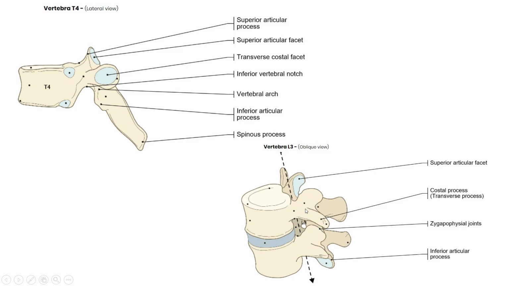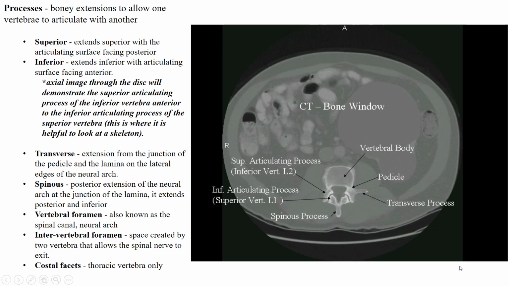We're going to take a look at a CT image next through the actual disc space where you can see that articular process. Even here through this disc space, you'd be able to see that articular process. So the processes, we're going to go through these one by one now and state them correctly. They're bony extensions that allow the vertebra to articulate with one another, and that allows movement within the spine itself.